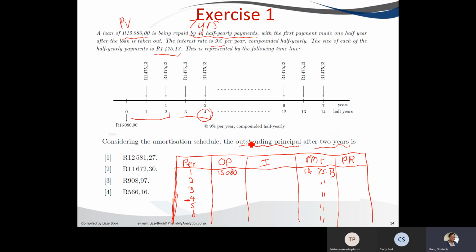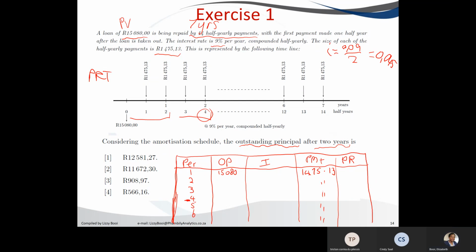Okay, so this will be 13. So let's now calculate. Let me rewrite it again: 1475.13. Now we calculate our interest, which we know we need to use PRT. Our rate is 9%, so 9 divided by 100. Our i will be 0.09 divided by our half-yearlies, which equals 2. So divide by 2 gives us 0.045. We're going to use that to calculate our interest.